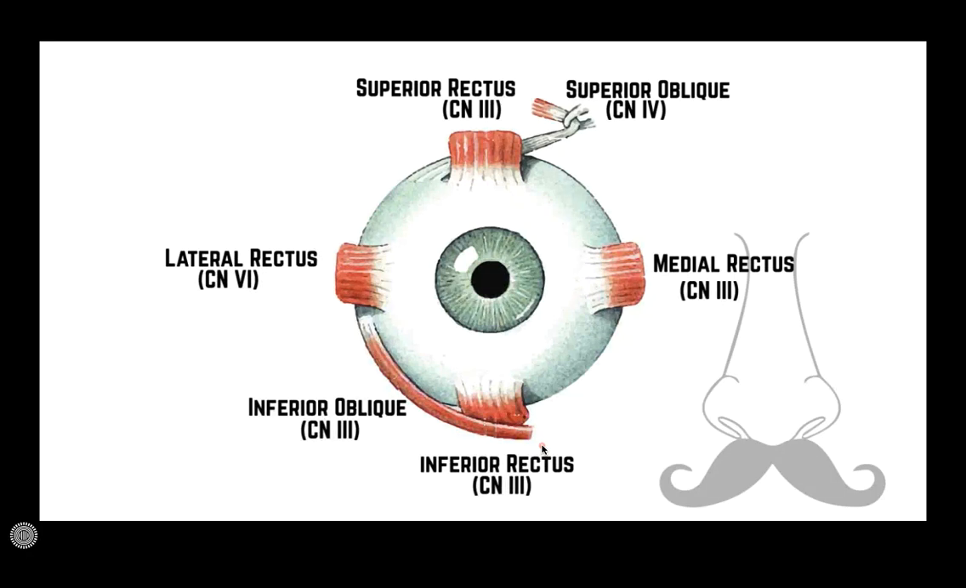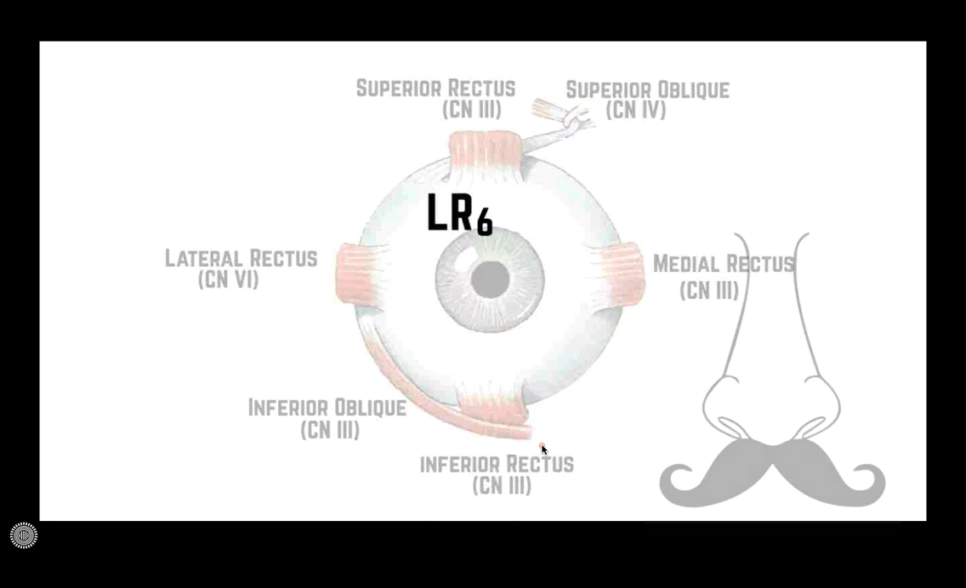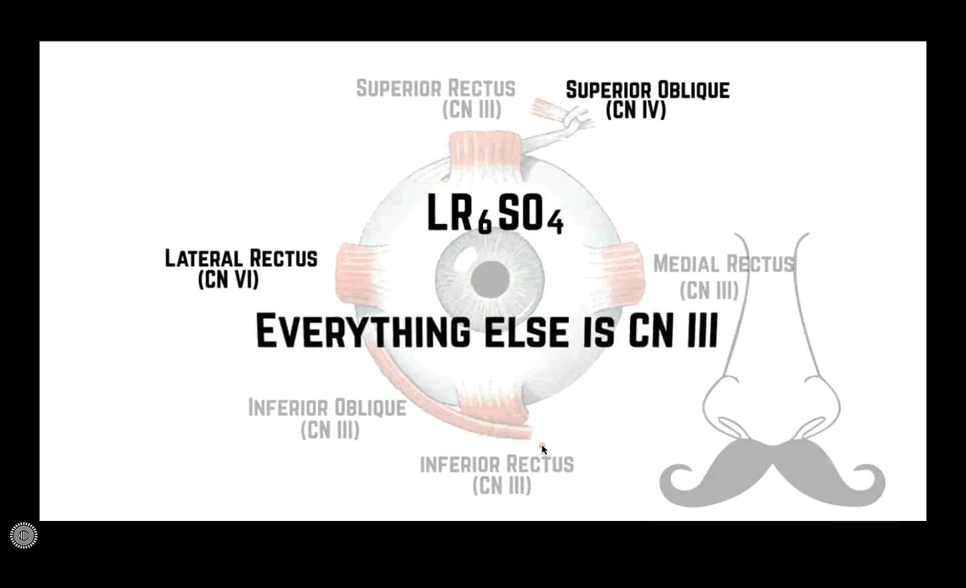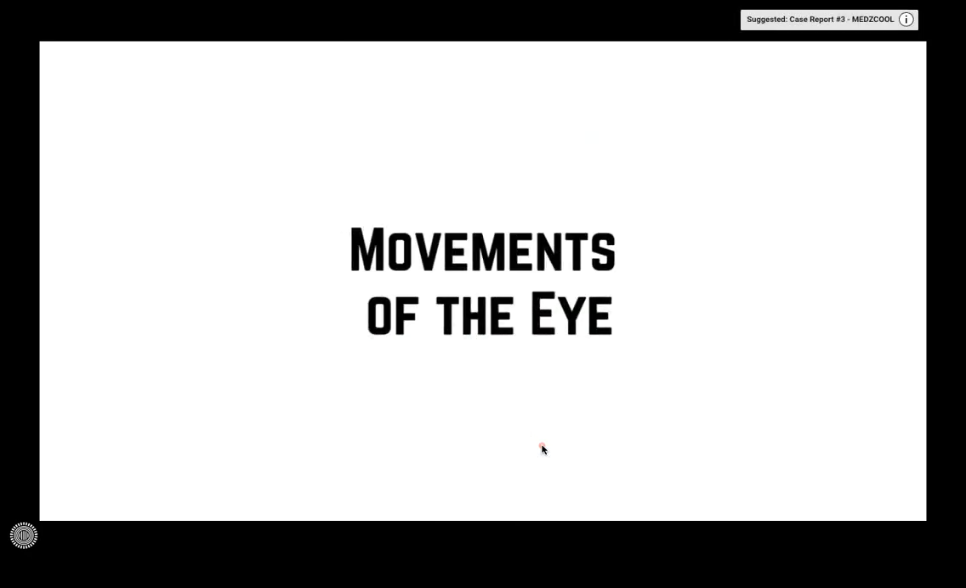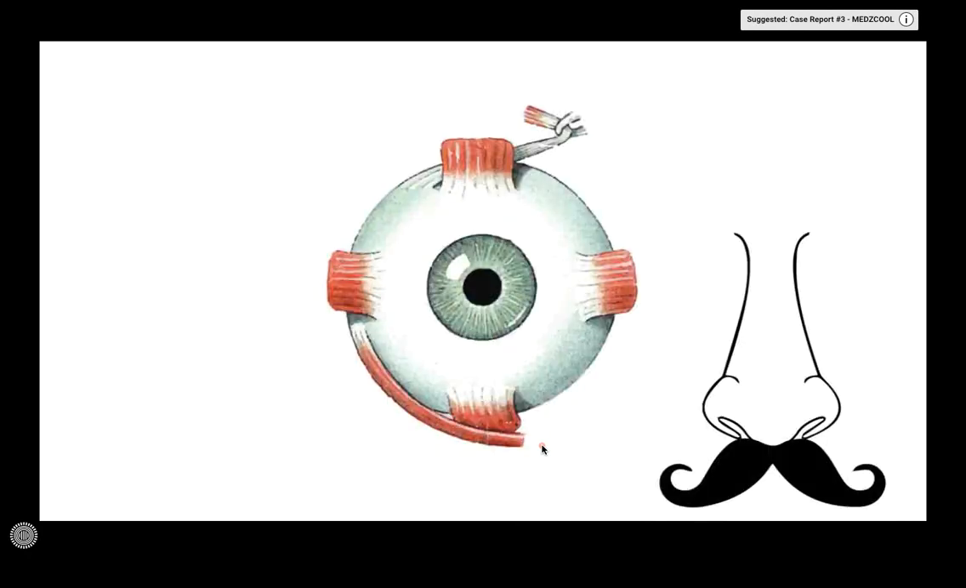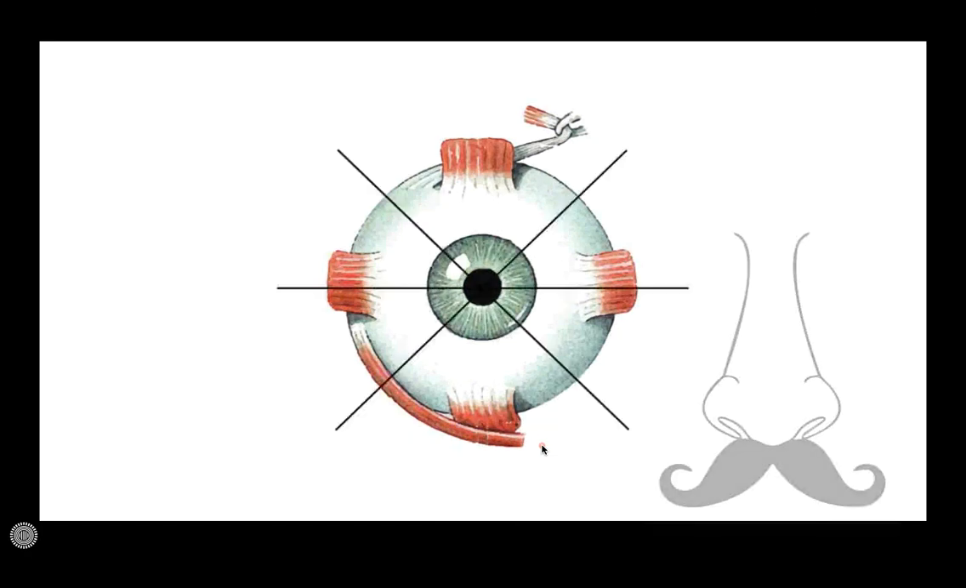Obviously, the medial and lateral rectus, those are pretty simple to understand their functions. They move the eye laterally and medially. And if you remember the formula LR6SO4, you probably won't forget which cranial nerve innervates which extraocular eye muscles. LR6, lateral rectus, is the 6th cranial nerve, and superior oblique is innervated by the 4th cranial nerve. All the others are innervated by cranial nerve 3, and they're all innervated by subset nuclei of cranial nerve 3. Cranial nerve 3 is a very, very complex cranial nerve.